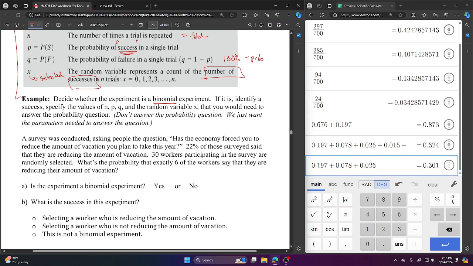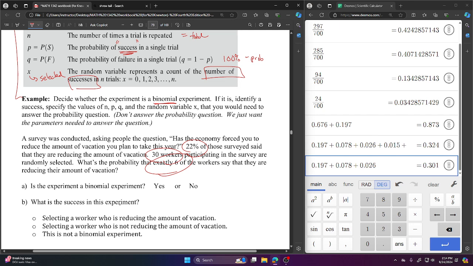Well, what's the other option? See, it says, has the economy forced you? You could say yes, or no, or maybe, or I don't want an answer, no response. But besides all that, if you have to answer, it's going to be true or false, right? Yes or no. So 22% said that they're reducing this amount. Of the 30 people in this, find the probability of exactly 6. You see how all these numbers are lining up for us, and it even sounds like a binomial.